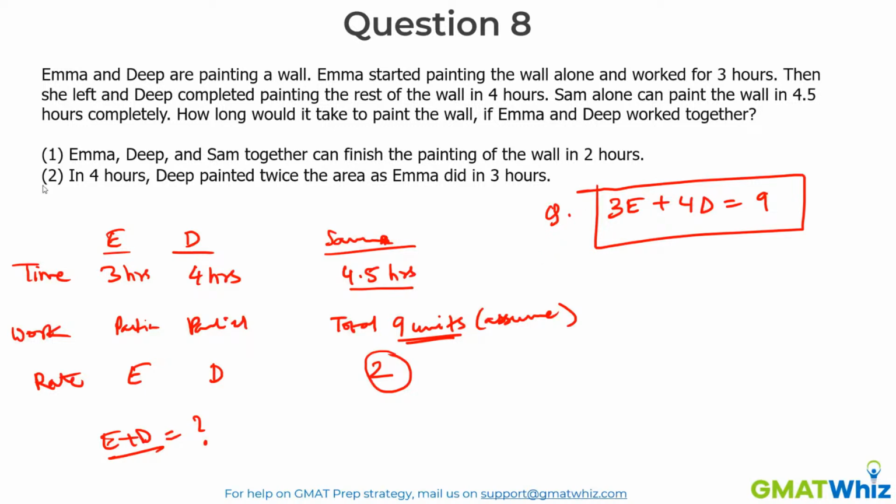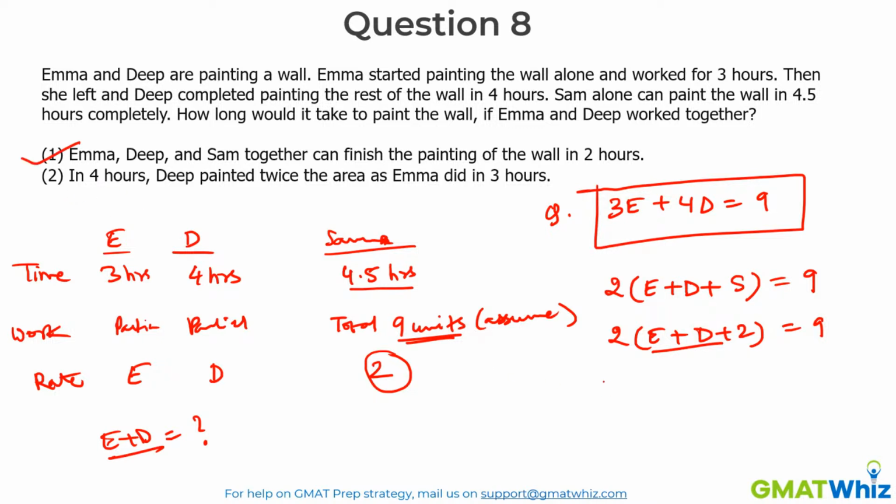Now, with that information, I'm going to go to my statements, and the pre-analysis is very critical. So if I look at the first statement, it says Emma, Sam, and D together can finish the wall in 2 hours. That means if I multiply 2 with the rate of Emma, Sam, and D, I should get my work. And I already know the value of Sam's rate is 2. So if I solve this, I can get the value of E plus D, and that is sufficient for me to answer the question. So this is something which I can use to solve the question very easily. I don't have to calculate any further because this is a DS question.